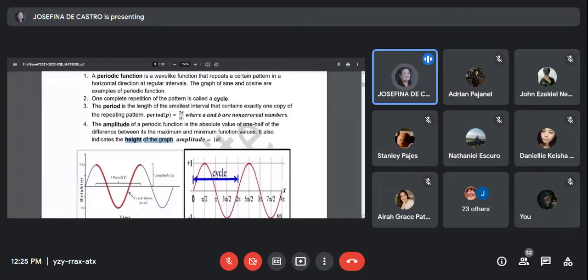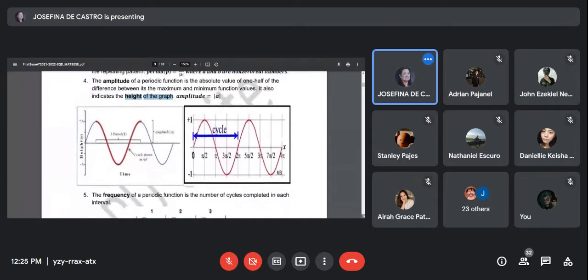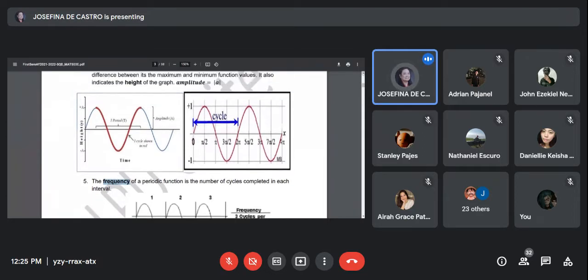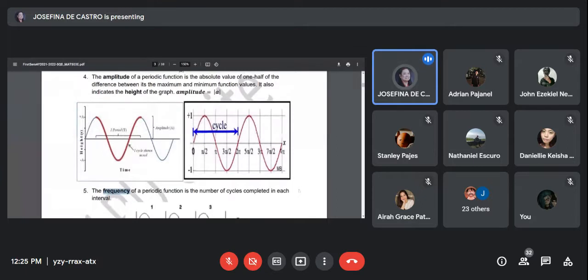Okay? For the sine function, and then the frequency is the number of cycles within a given interval. So ibig sabihin sa isang period pwedeng maraming cycles or frequency, just like this one. So this is the graph of sine function from 0 degrees to 360 degrees, 2 pi.